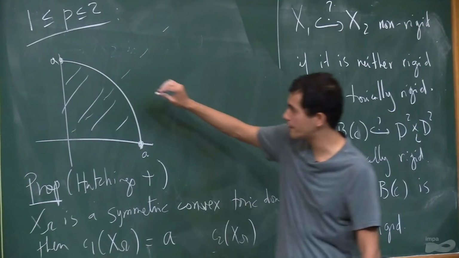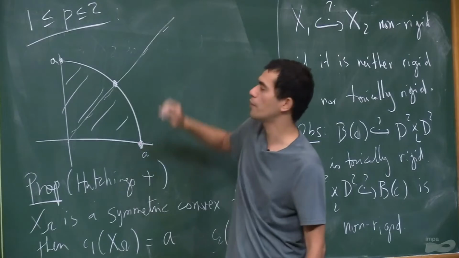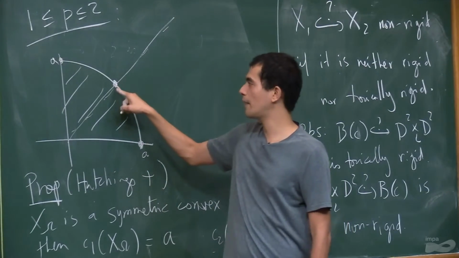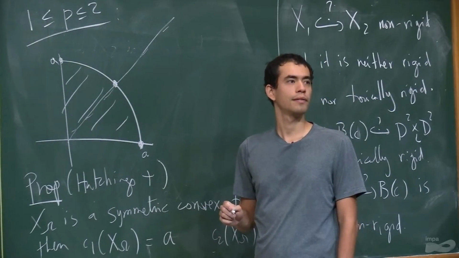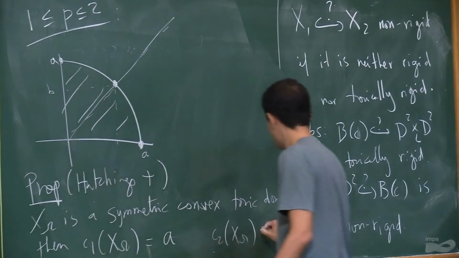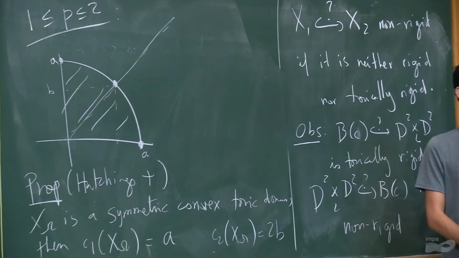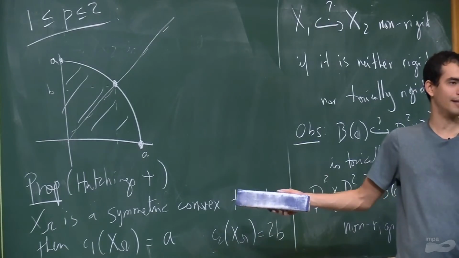And the second capacity is basically the following. You take the intersection of the curve with the line x equals y, and you multiply that coordinate by 2, or you add the x and y coordinates. So if this is b, then C2 is going to be 2b. If anyone wants to know more about this, I can explain why later.